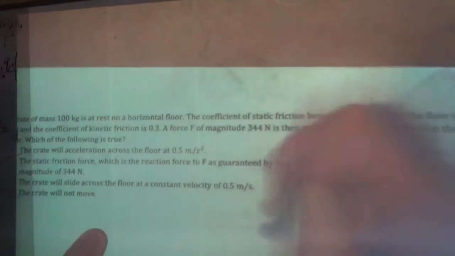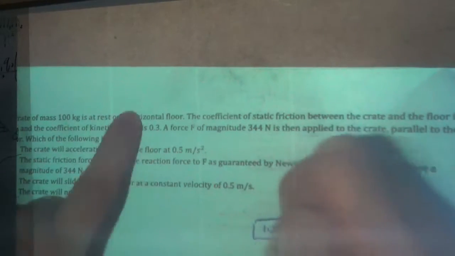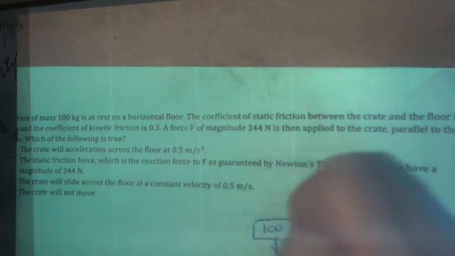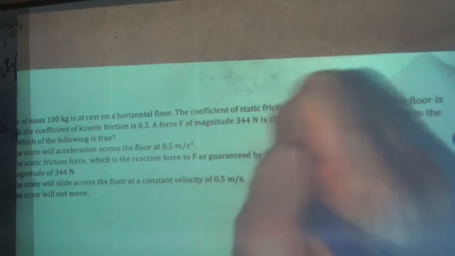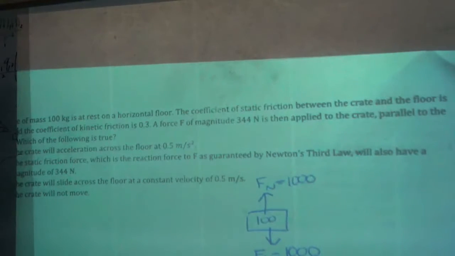We've got a crate of mass 100. It's at rest on a not frictionless, didn't say that, horizontal floor. So I've got a force of gravity, 10 times the mass, which is 1,000, and we have a normal force of 1,000 because it doesn't say anything about another force like up or down. The coefficient of static friction is 0.4 and the coefficient of kinetic is 0.3.